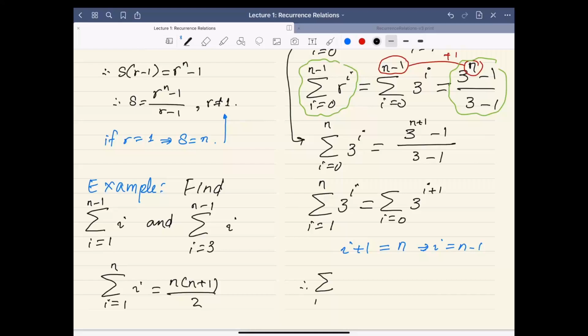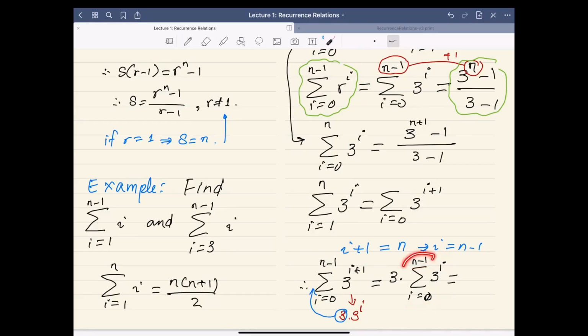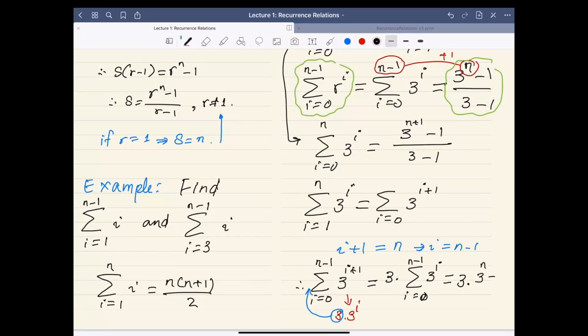Now substitute. So we have summation that i goes from 0 up to n minus 1, 3 raised to power i plus 1. And this is equal to, now this is a 3 multiplied with 3 raised to power i, and you can take a 3 outside the summation. And this will be equal to 3 times summation i goes from 0 up to n minus 1 for 3^i. Now here apply the geometric sequence. It starts from 0, so all you have to do is just add n minus 1. And you will have on the right-hand side a 3 multiplied by (3 raised to power n minus 1) over (3 minus 1), and this will give us the answer.